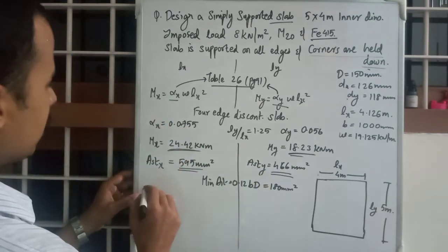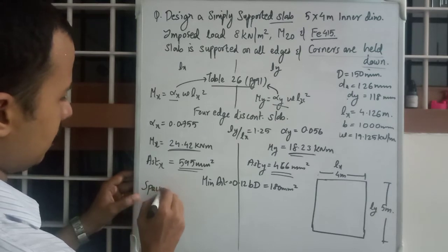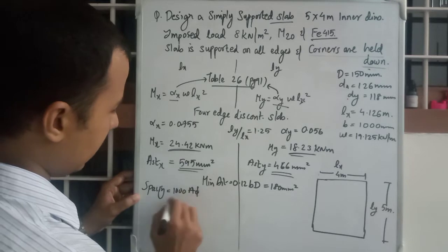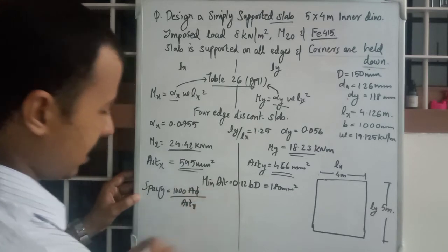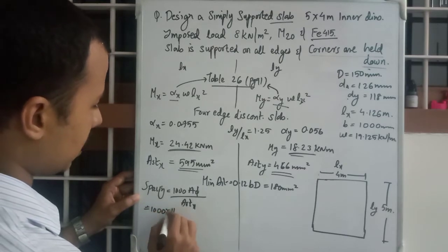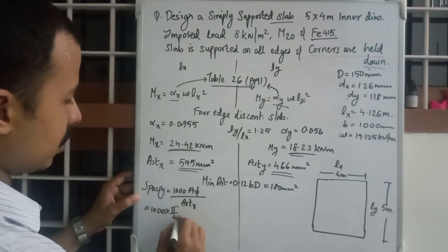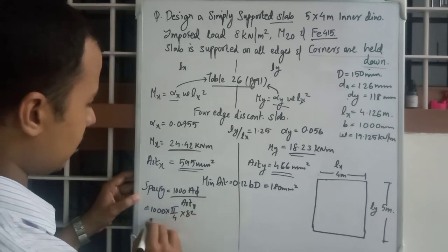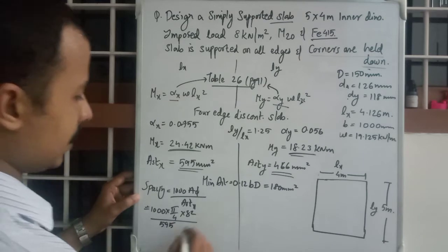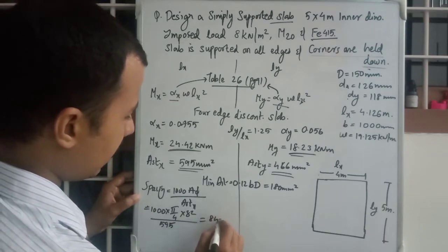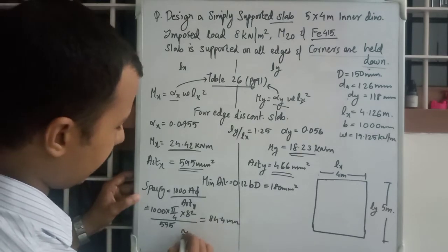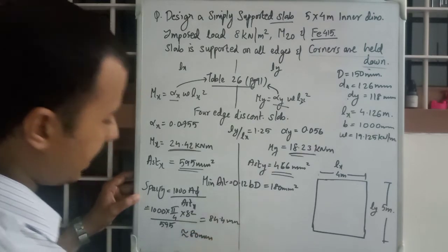So the next thing is spacing. Spacing is equal to 1000 A5 by ASTx, that is 1000, we are assuming 8 mm dia bars, 5 by 4 into 8 square divided by 595. You will get 84.4 something mm as spacing. You will take it as 80 mm spacing.